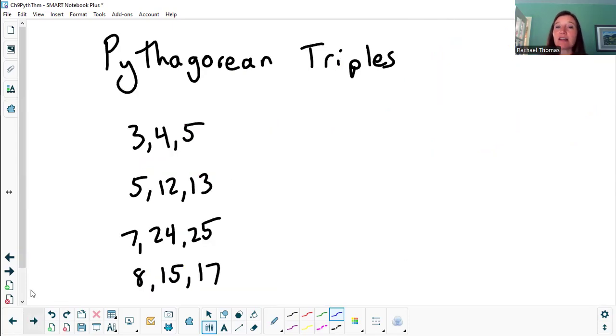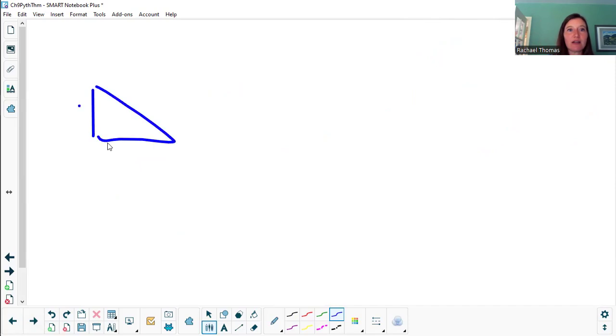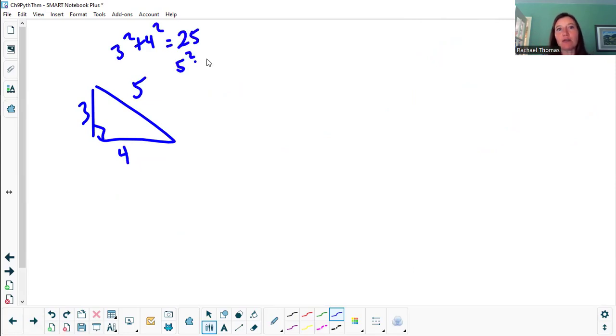All right, last thing here is Pythagorean triples. You might have noticed some patterns in some of the triangles that we saw. For example, 3, 4, 5. You can check this if you want to. 3 squared plus 4 squared is 9 plus 16 is 25. 5 squared is 25. 3, 4, 5 always makes a right triangle. That's a fun little fact.